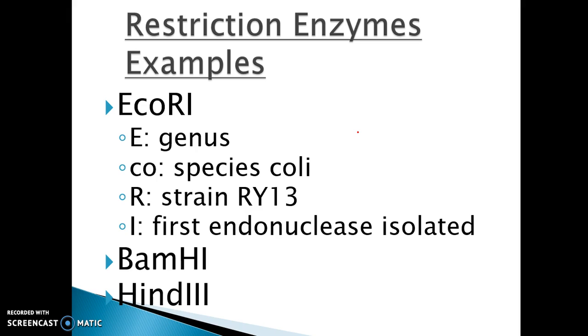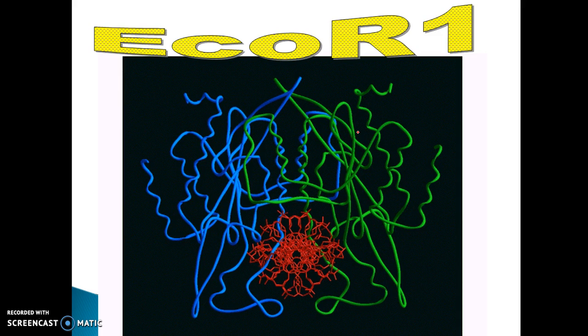And just to give you some examples of different restriction enzymes, the most typical one is EcoR1. Well, that sounds a little weird, and how that is actually broken down is E will stand for the genus, so Escherichia, coli, so the species coli, R is a particular strain, and the 1 is the first endonuclease isolated. So endonuclease means that it cuts the DNA inside or in the middle. Okay? And then we have BamH1 and HindIII. So this is just a little bit about EcoR1.